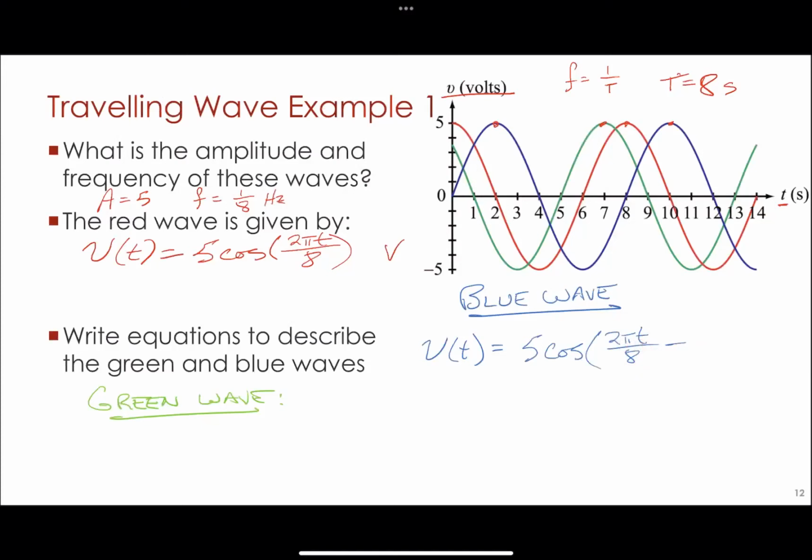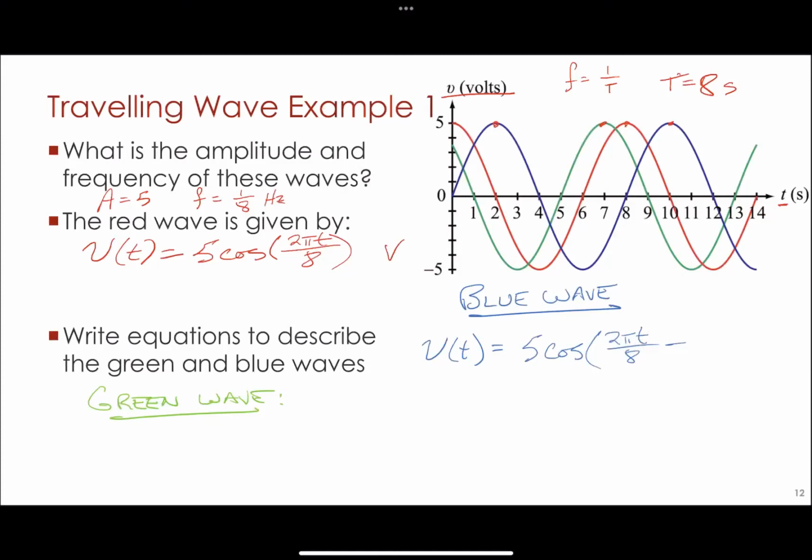Well, a complete cycle is 2 pi, right? So if it was shifted by 8 seconds, it would be shifted by 2 pi. So it's like, what fraction of 2 pi is it shifted? And so what you do is you do the amount it's shifted divided by the period times 2 pi, because that's the fraction of the full period that it's shifted. I got pi over 4.